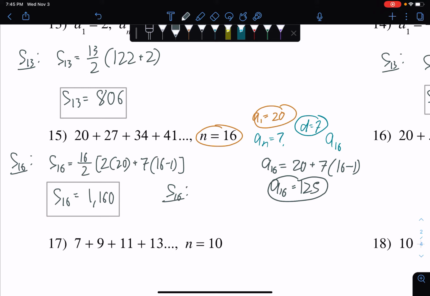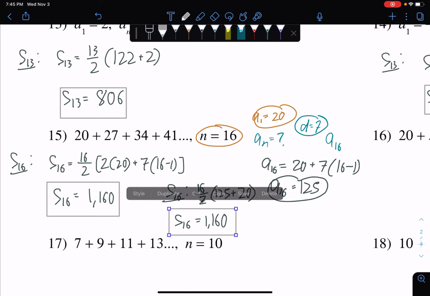Now, we know what A sub 16 is. We could use the formula. So 16 over 2, n over 2, times the quantity a sub n, which is 125, plus 16. I'm so sorry, this is not 16, this is 20. A sub 1 is 20. So S sub 16 is equal to 1160. There you go. As you can see, the answers are the same.